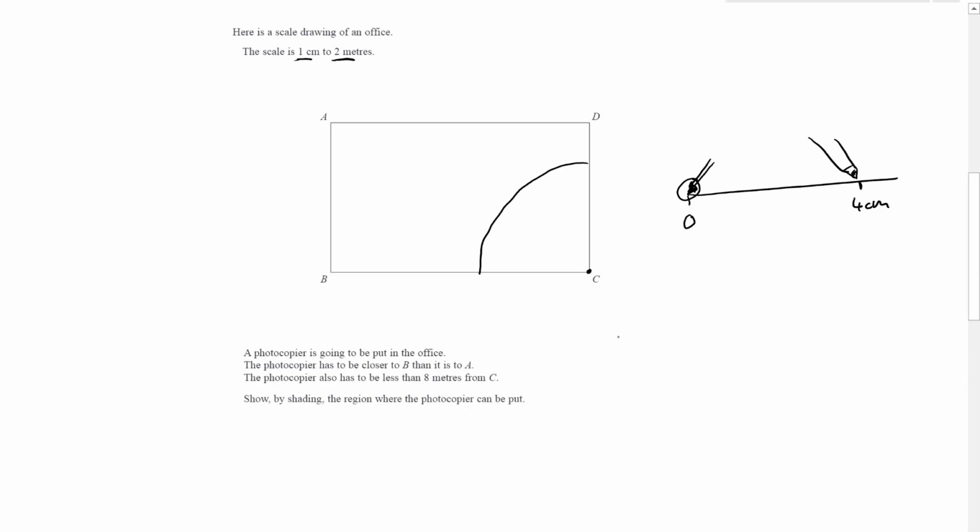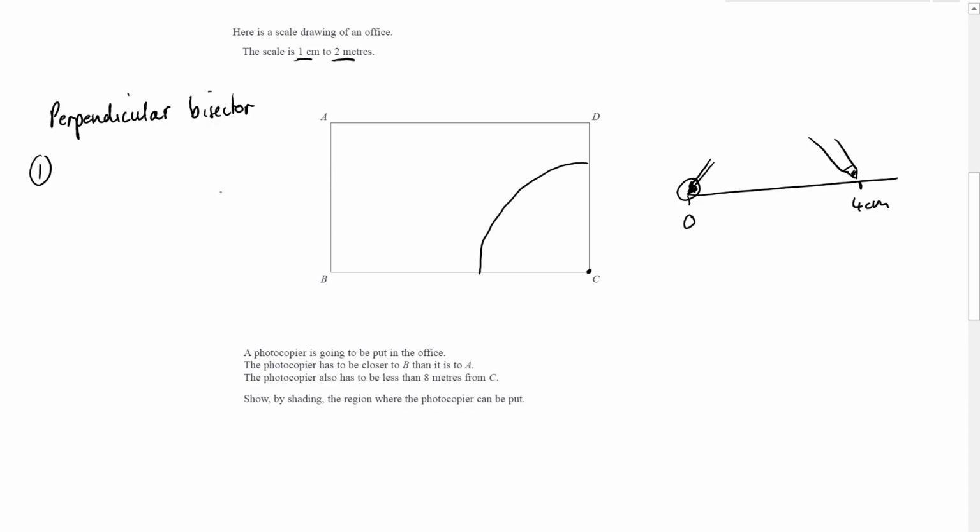And so this one is quite easy, but then the photocopier has to be closer to B than to A. So what we need to find out is where is the halfway point between A and B. Now we could always just measure this with a ruler and show where it could be, but a more accurate way of doing this is by finding the perpendicular bisector of the line AB. Okay, and if you remember, the first thing we had to do was open our compass so that it would be able to draw a curve that was more than halfway across this line.